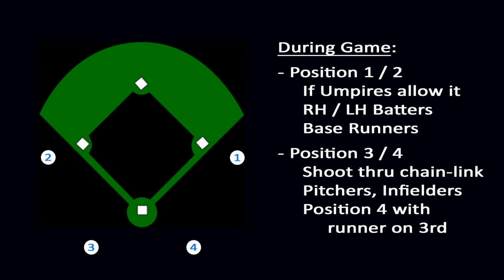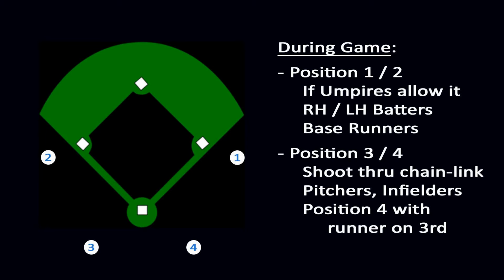During the game, it's important that you're out of the way of the action. It's never appropriate to be in fair territory, and you want to be far enough away from home plate that you're not getting sprayed with foul balls. I like to take a position behind the base coach on either side of the field, positions 1 and 2 in the diagram. In position 1, you'll have a great angle for base runners coming to first, and in position 2, you'll have a great angle for base runners coming from second to third.